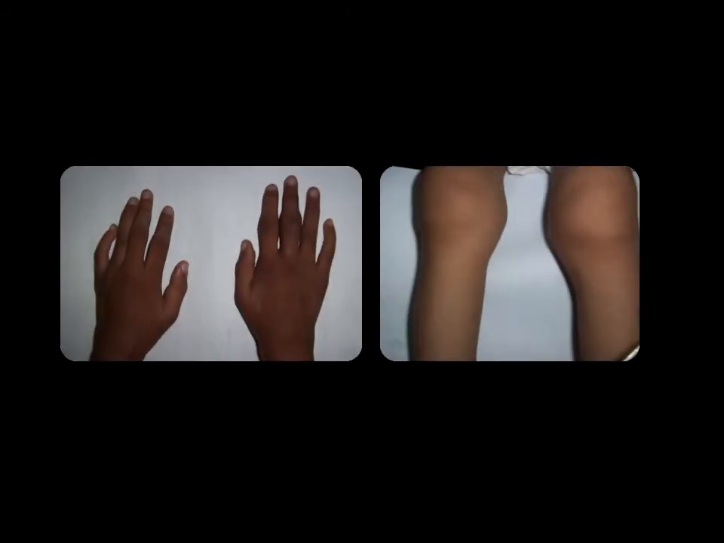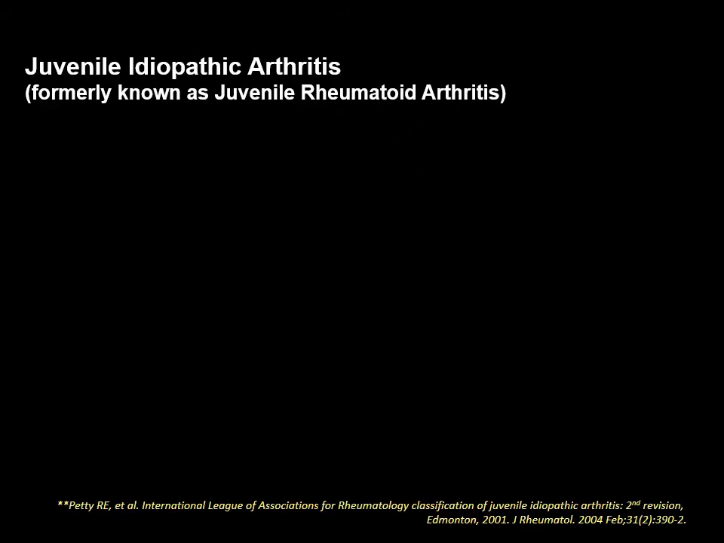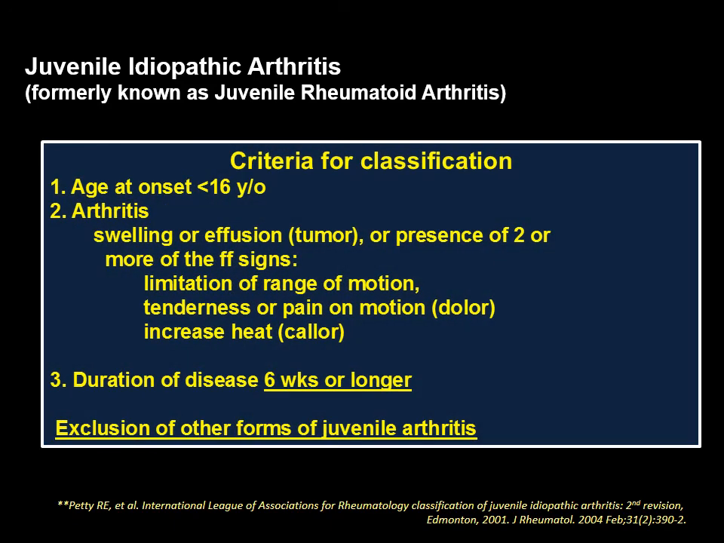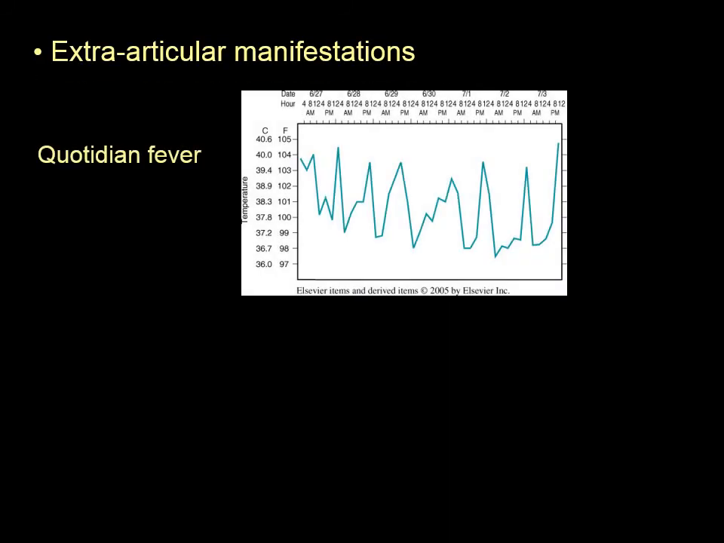In a child presenting with persistent joint swelling beginning less than 16 years of age and persisting for at least 6 weeks, consider juvenile idiopathic arthritis. JIA refers to a chronic inflammatory arthritis in children of unknown etiology. This condition may also present with quotidian type of fever, wherein the fever can be as high as 39 degrees centigrade on a twice daily basis.